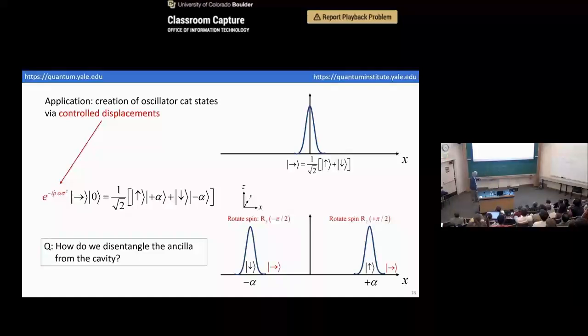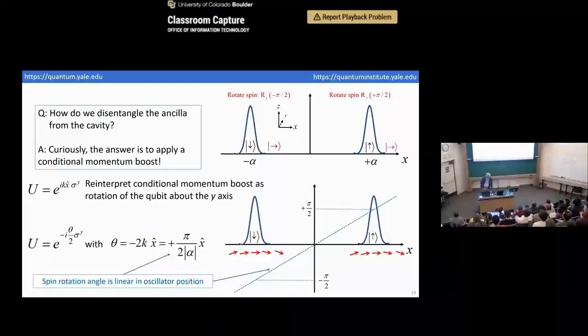Okay, so what I want to do is rotate the spin by plus pi over 2 around the y-axis if the oscillator has a positive position, and minus pi over 2 if the oscillator has a negative position. How do I do that? Well, weirdly, it's to apply a momentum boost. So I want to boost the momentum conditioned on sigma y. If sigma y is plus 1, I increase the momentum by k. If it's minus 1, I decrease the momentum by k. Why in the world does that do the job? Well, you can reinterpret this, and you say, oh, wait, this is a rotation of the qubit around the y-axis by an angle minus 2k times the position of the oscillator.